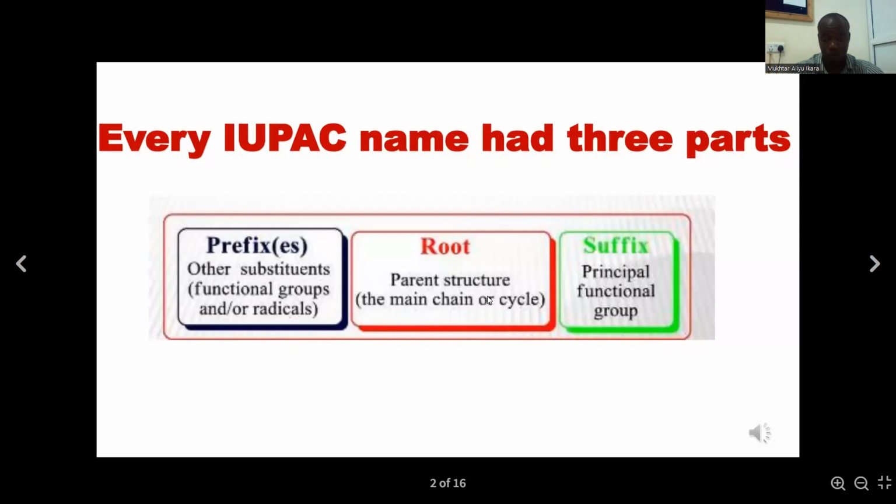So what we need to understand in organic chemistry is that whenever you are given an organic compound, the first thing you need to do is identify the prefix, the root, and the suffix of that organic compound before giving its name.